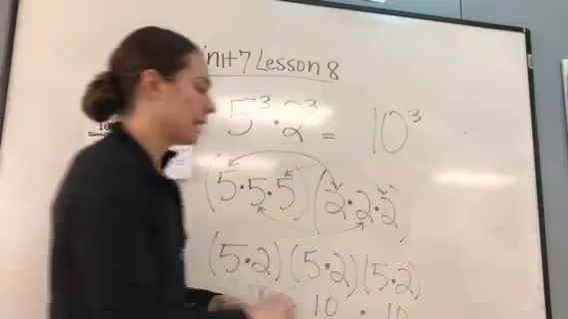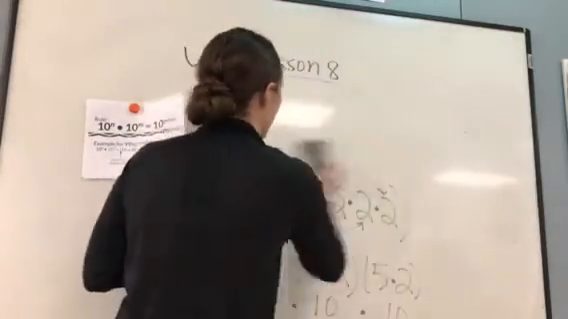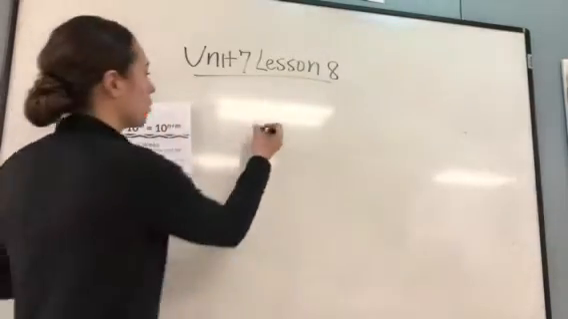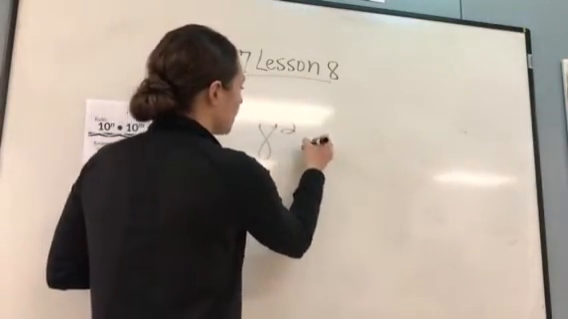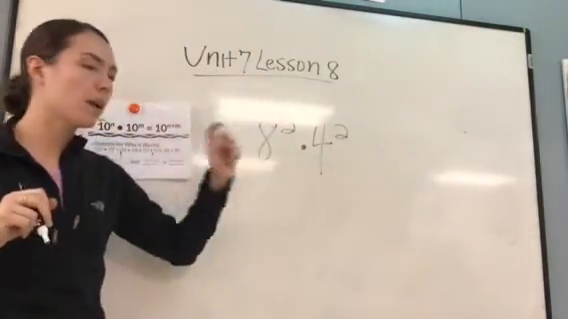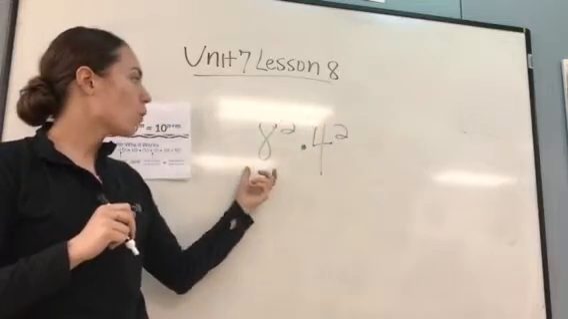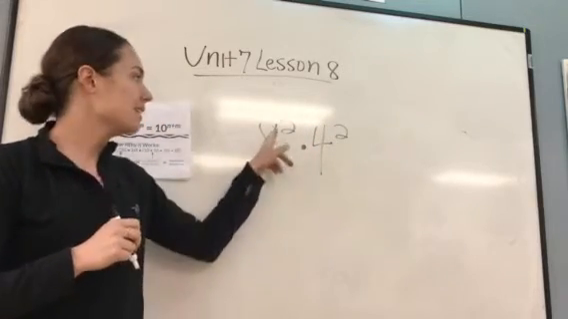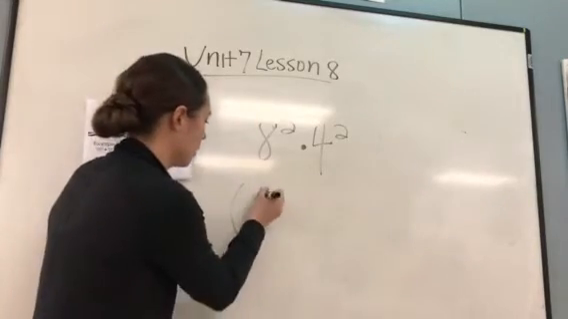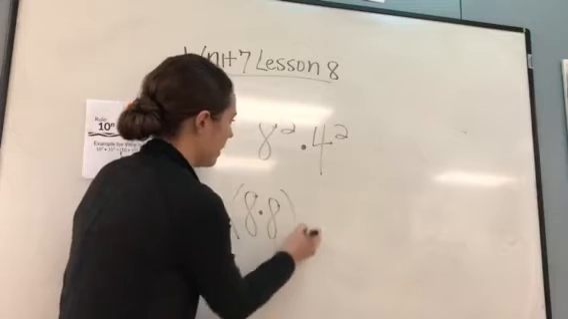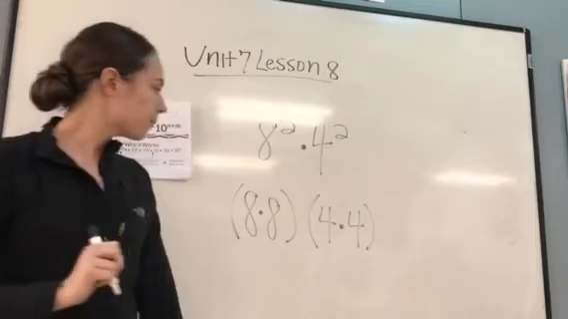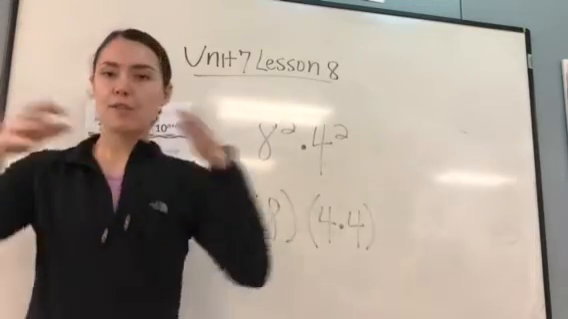Let's see one more example here. This is not on your activity handout, you'll be guided through some other questions. This is a different one I just made up. What if we have 8 squared times 4 squared? Again, we have different bases but the same exponent. So I'm going to expand out what we've got. I have 2 8s and 2 4s. Everything's being multiplied together.